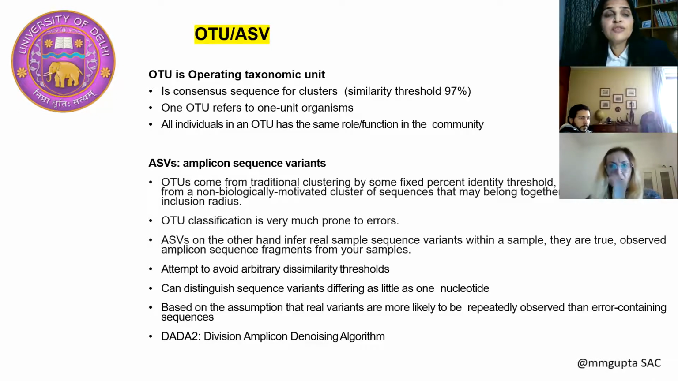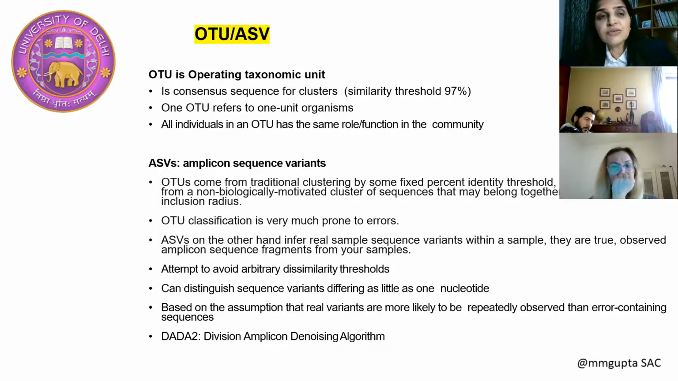So OTU, everybody knows, refers to the operational taxonomic unit. And it is basically the consensus sequence for a particular cluster. And it has to have a similarity threshold of 97%. One OTU refers to one unit organism, and all the individuals in an OTU have the same role or function in the community. So in terms of biology, we treat an OTU as one unit organism.